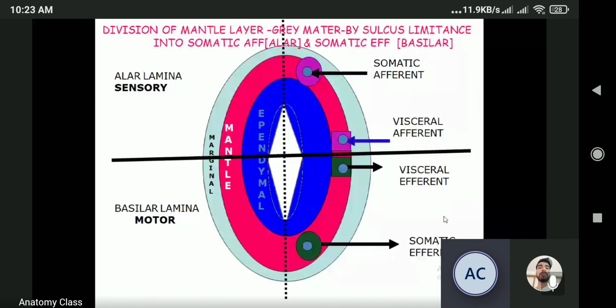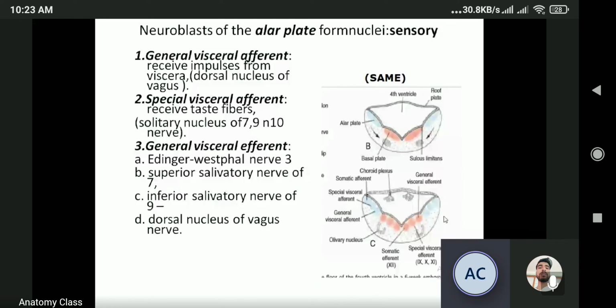So I'll repeat this slide again. Please look at it and remember this formula, SAME. S means sensory are afferent and motor are efferent. Please remember SAME. And this is the basal plate and this is the alar plate. In between the basal and alar plate, you see the sulcus limitans. The sulcus limitans divides this into two.